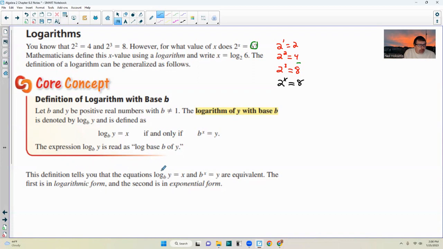So this definition tells you that the equation log base b of y equals x and b to the power of x equals y. What I tell my students is go around in a counterclockwise circle, starting at your base, go over to the other side of the equal sign and come back to here. That's the order of this. b to the x equals y. The first is the logarithmic form, log base b of y equals x. And the second is the exponential form. Let's take a look at that in example 1.